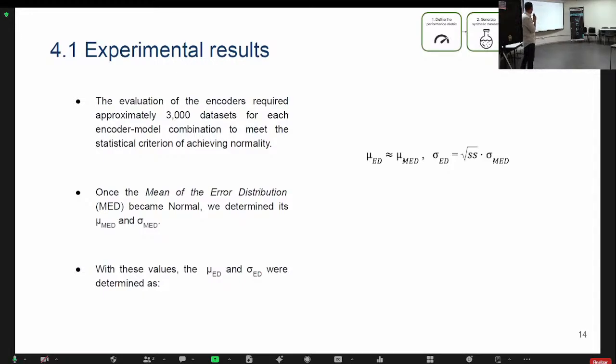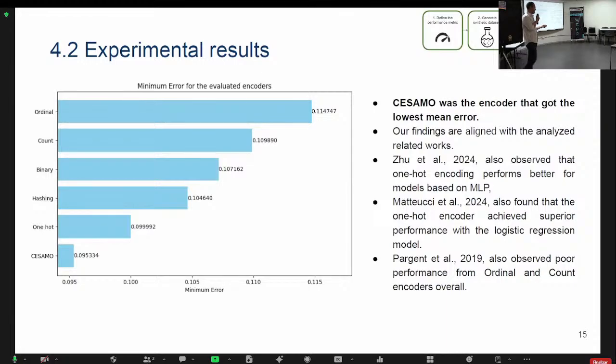We evaluated encoders with roughly 3,000 data sets until we reached the statistical criterion, which was to achieve normality. Once we knew the mean of the error distribution, we determined its standard deviation and the mean. And here are the results that we got. As you can see, Sesamo was the encoder that got the lowest mean error. And since we are speaking about error, the lower the error, the better the performance, right?